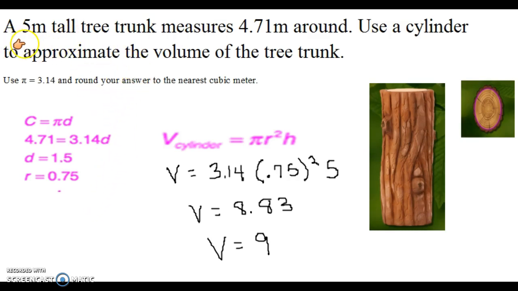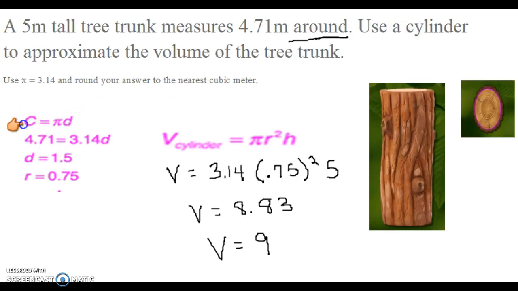And so here it says a 5-meter tall tree trunk measures 4.61 meters around. Use the cylinder formula to approximate the volume of the tree. So when they give you this distance around, that is going to be the circumference. Remember, if we were to look at this tree at the end, we have a circle here. And so that circle, the distance around the circle, is our circumference formula.